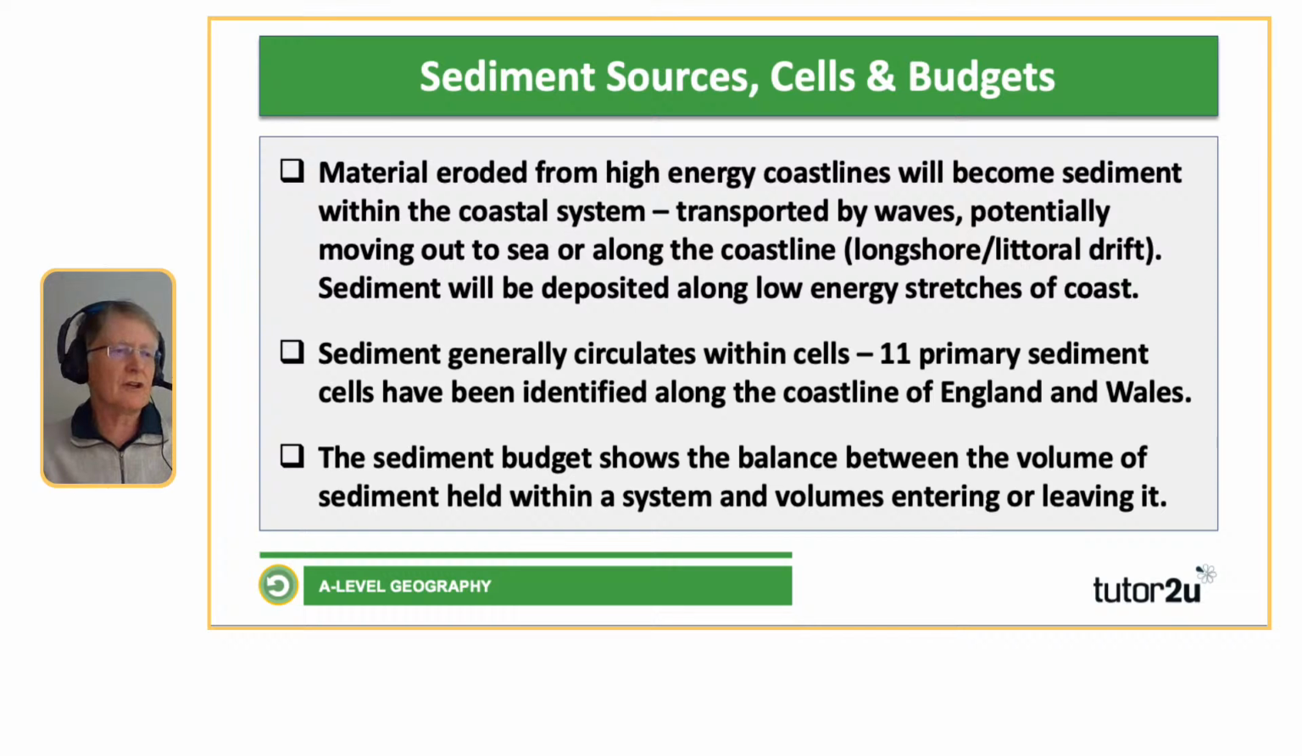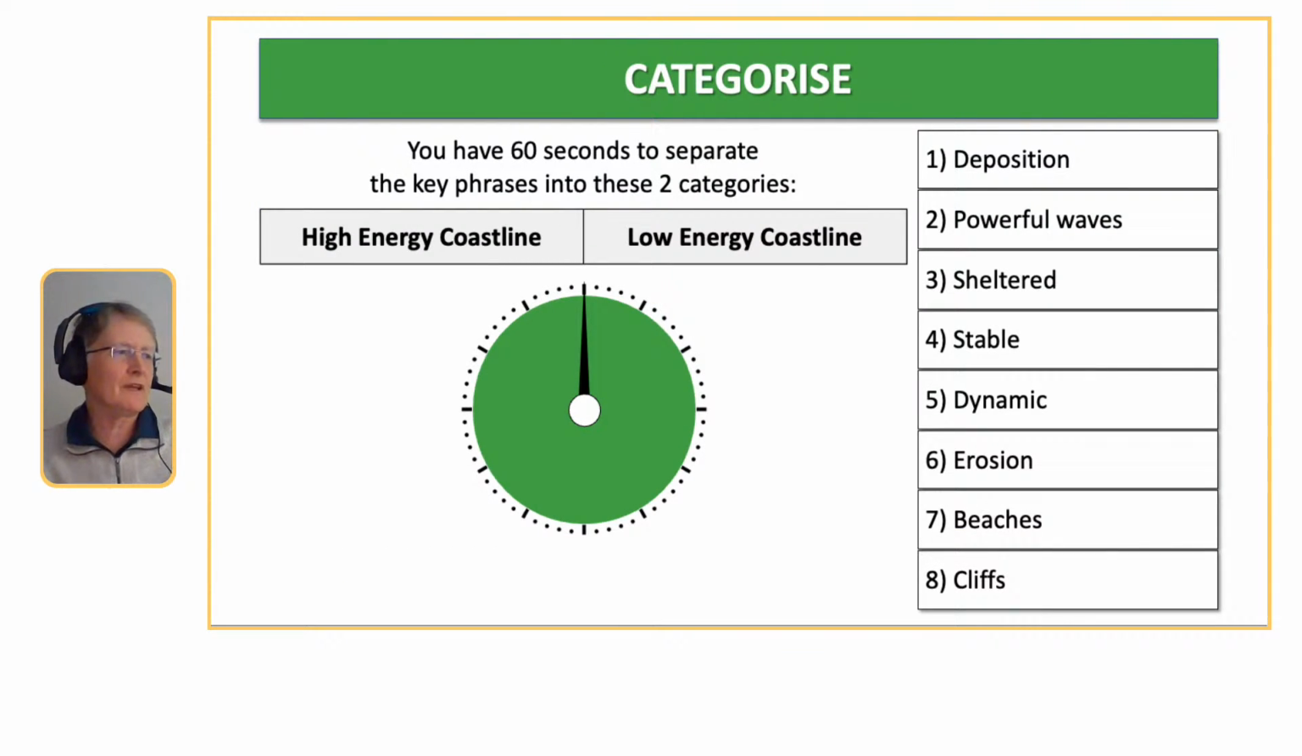The sediment then circulates within cells, and around the coastline of England and Wales, 11 primary sediment cells have been identified. I'm sure you will have seen maps featuring those. And these are near to, they're not actually, but they're close-ish to what we might call closed systems. That's why they've been designated that way. The sediment budget shows the balance between the volume of sediment held within a system and the volumes entering or leaving it. So as stated earlier, it's always useful to think about coasts through the lens of dynamic equilibrium and feedback loops.